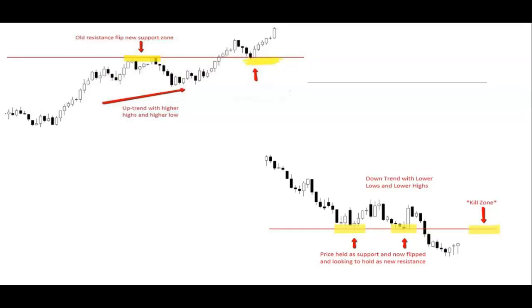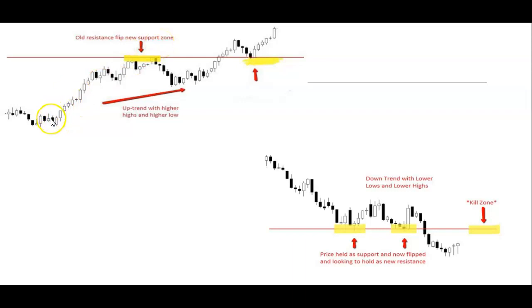Now here is another example. Remember, I said the first condition is for you to identify a very, very obvious trend. Now here is an uptrend. As you can see, we have higher highs and higher lows. So here it's an obvious uptrend.